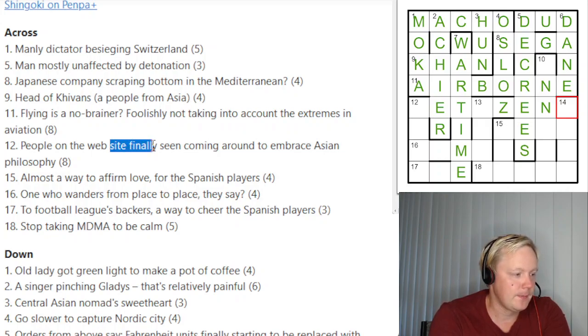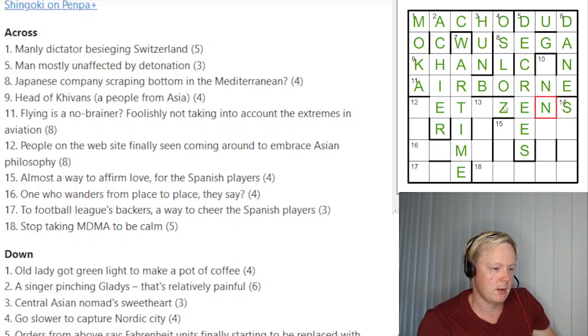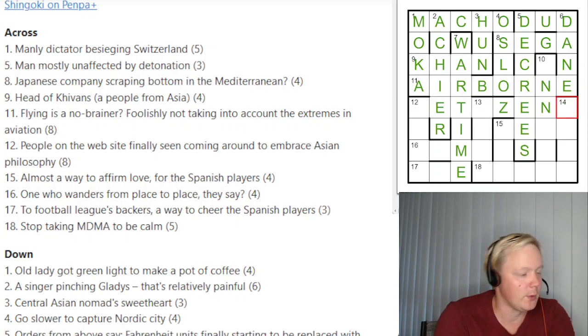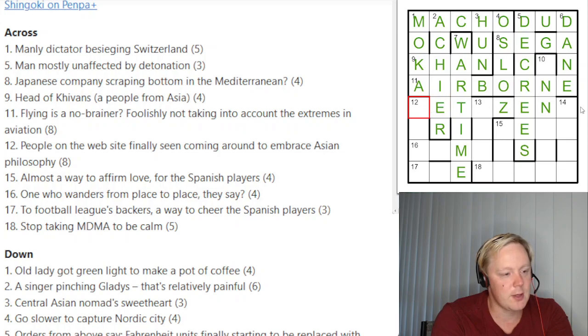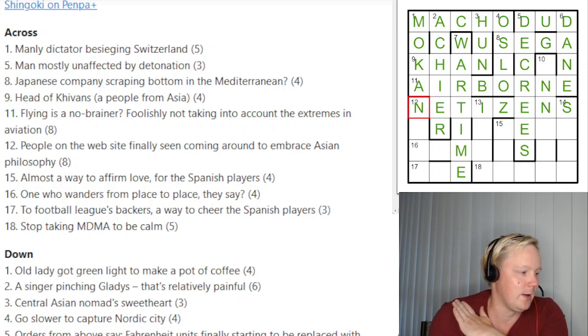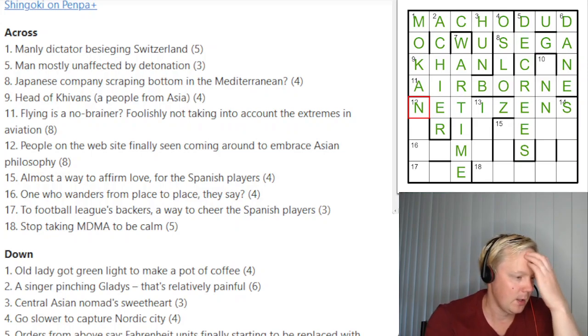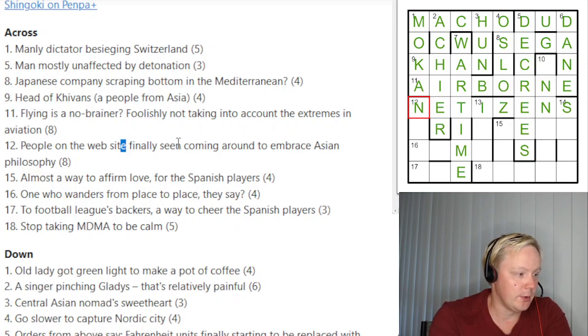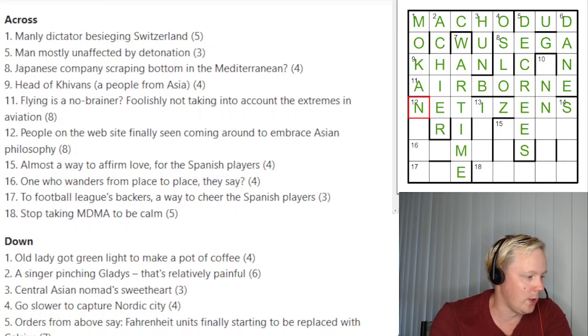sight finally is E, and then seen is just so it's S. The other way around, it's sight. And then finally seen is the N here, and all backwards. So surrounding this N, we have sight, S-I-T-E, and then N from the final letter of the word seen. And that surrounds Zen, Asian philosophy. And we get people on the web, netizens. So again, this finally could have been this E, or it could have been this N. Could go either way. Let's do this 12 down.